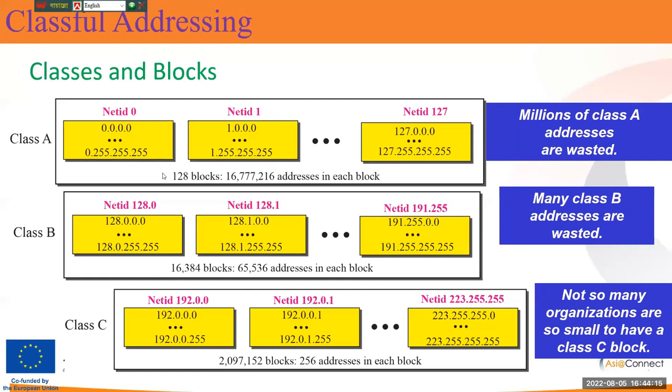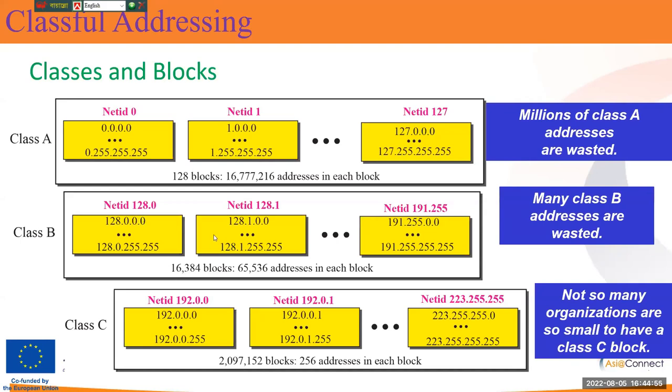For class B, the network ID is 16 bits. So 2 to the power 7 means 128 blocks, because the first bit 0 is fixed for class A. So for class B, here the net ID is 16 bits. So in that case, 2 to the power 16 we can use for net ID. Okay.